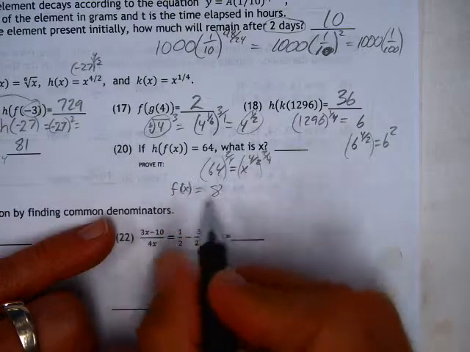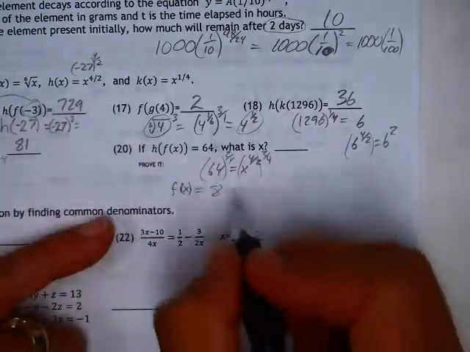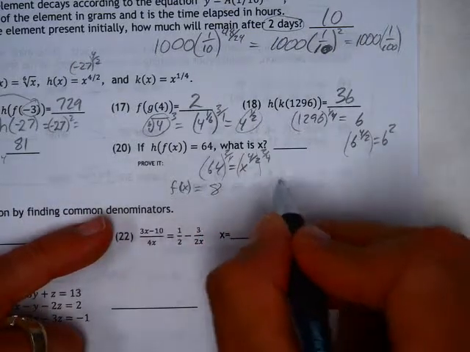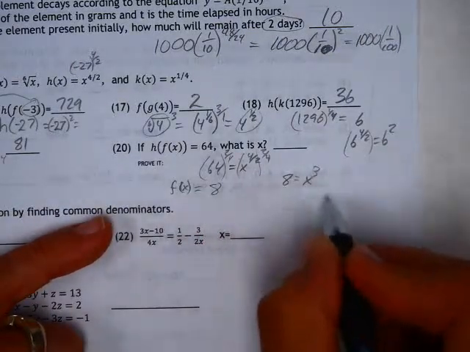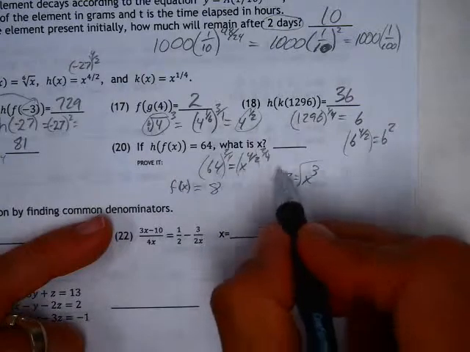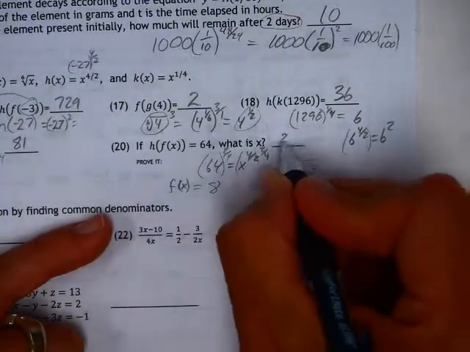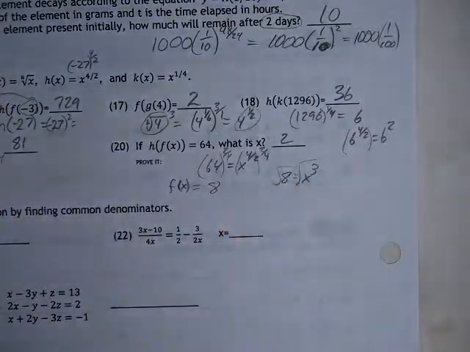Now I got to take the 8 and set it equal to the f of x equation. And the f of x equation happens to be x to the 3rd power. So take 8, set it equal to x to the third power. We take the third root, or raise it to the 1/3 power. Third root of 8, 2. Now that's a whole lot of crazy.